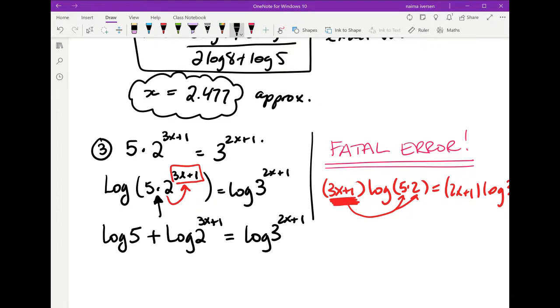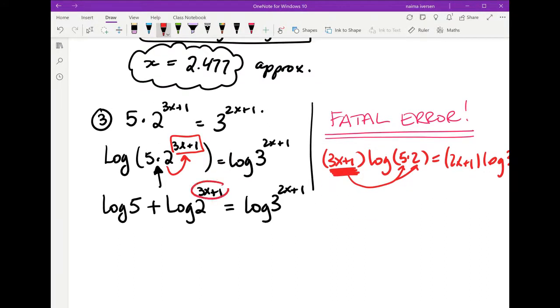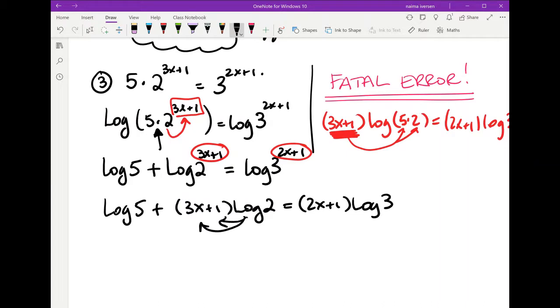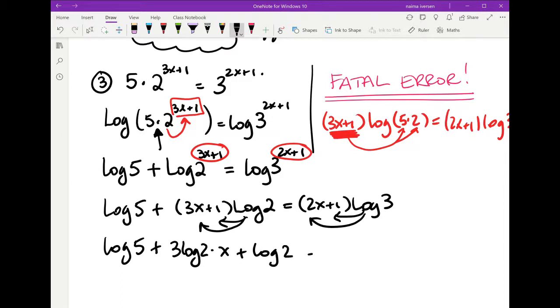Okay, now I'm going to start bringing everything down. So my exponent now is going to move, and this exponent is going to move. You are going to use brackets, right? And so we're going to get 3x plus 1 times log of 2 and 2x plus 1 times log of 3. Distribute, distribute, distribute, distribute. Log of 5 plus 3 log of 2 times x plus log of 2 is equal to 2 log of 3 times x plus log of 3.